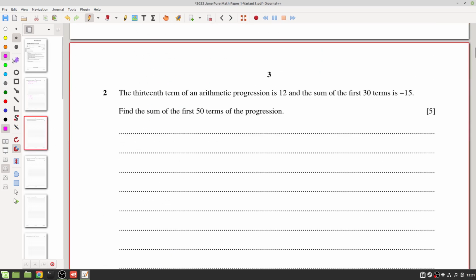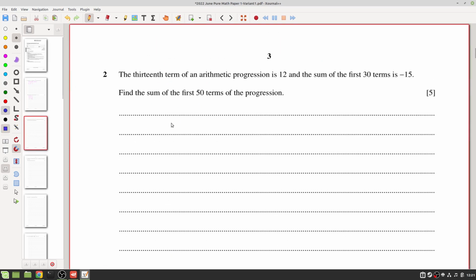Next up, question 2. Let's change color for this one. The 13th term of an AP is 12. Okay, so for an AP, let's do this.